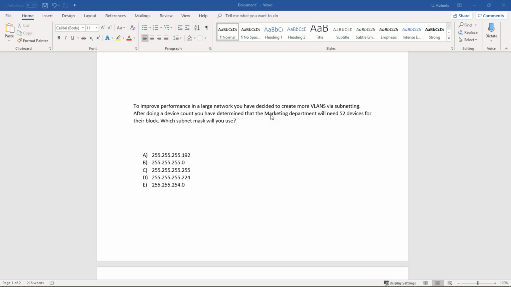For the most part, they're not going to have you subnet all the departments. They'll just say there's a few departments that need to be subnetted. This department needs this amount of devices. Which subnet mask are you going to use? I'm trying to make it as close to what you're going to see on the exam as possible.